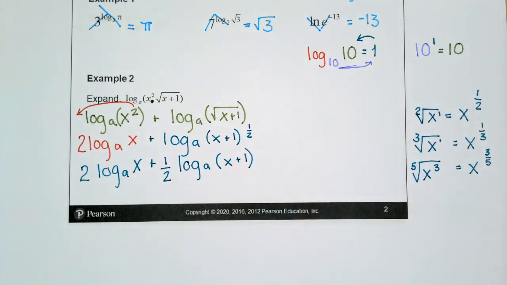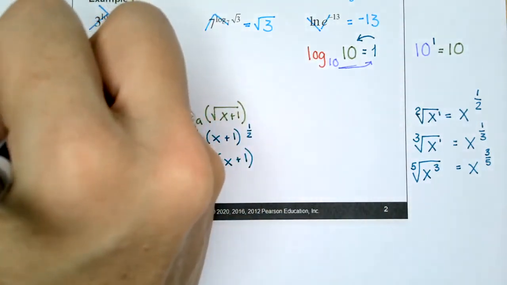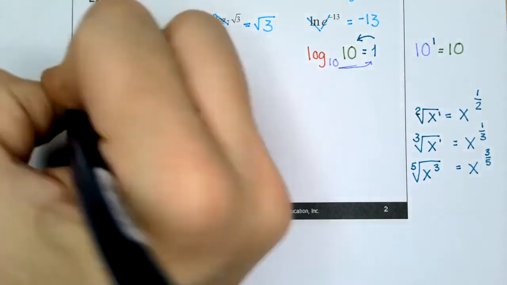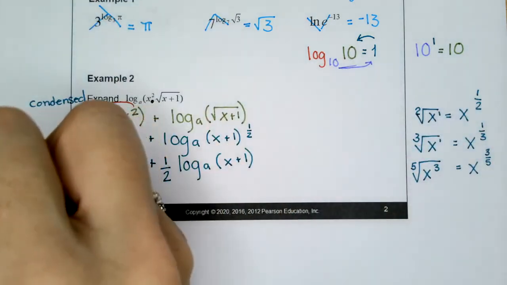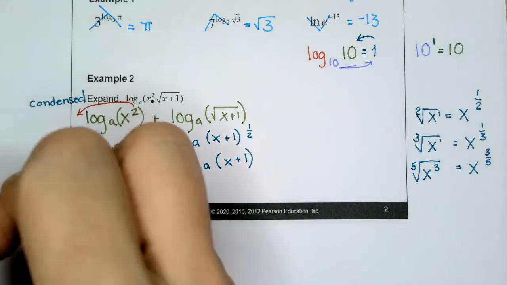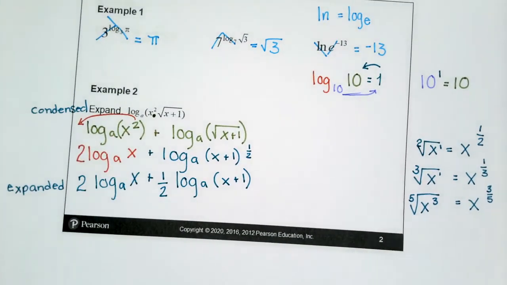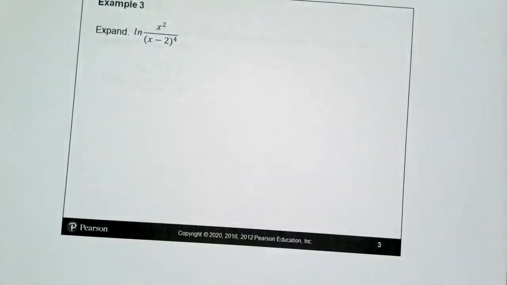I'm not solving anything. I'm just changing it from, we would call this the condensed form to the expanded form. Just making sure we know how to follow all the rules to change between those two forms.